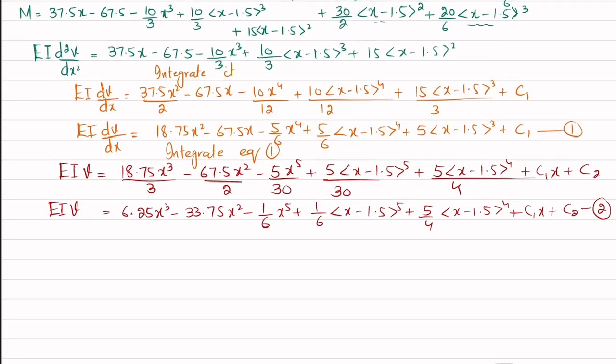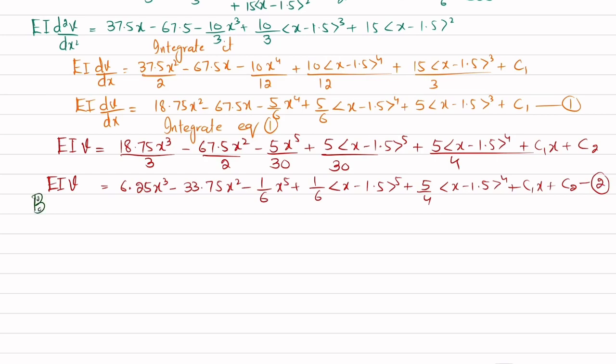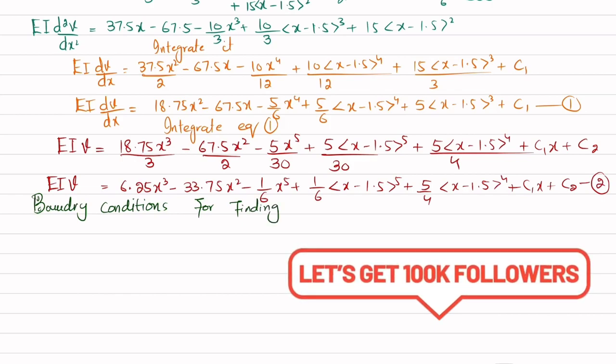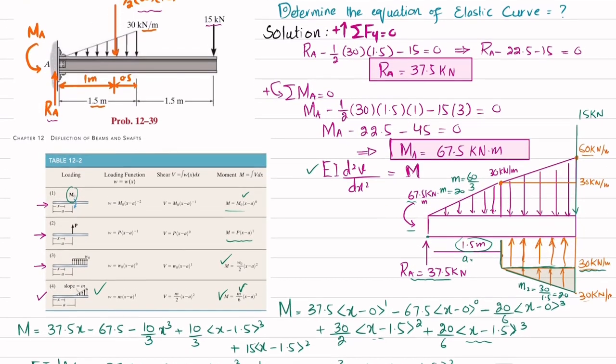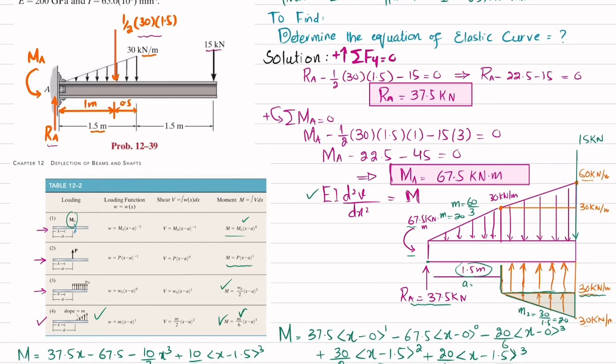Now C1 and C2 are unknown constants of integration, so we can find them by using boundary conditions. For finding C1 and C2, the first boundary condition is that at x equal to 0, the slope dv over dx will be equal to 0. Let me show you over here. I have already told you at the start that due to this, the beam will deflect like this. Clear? So here at x equal to 0, we have slope, which is dv over dx, equal to 0, because this will be a straight line, so the tangent to this straight line will give you the slope.